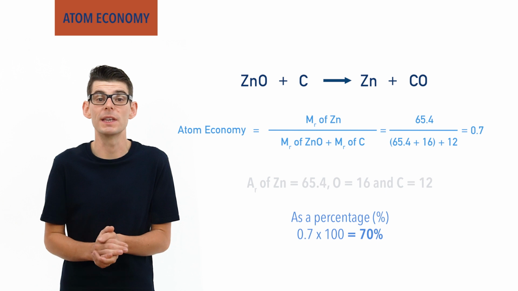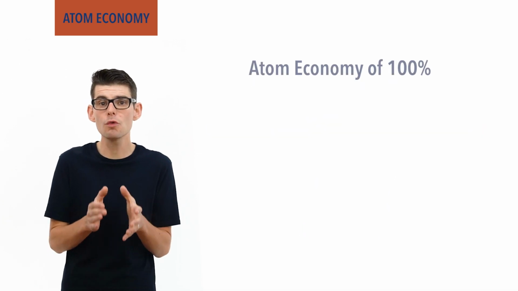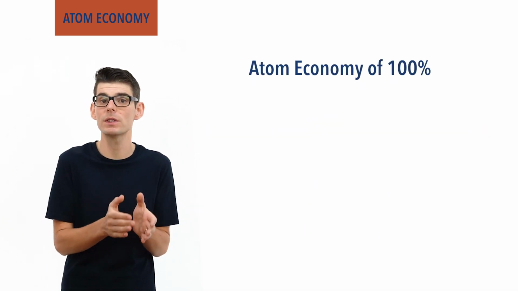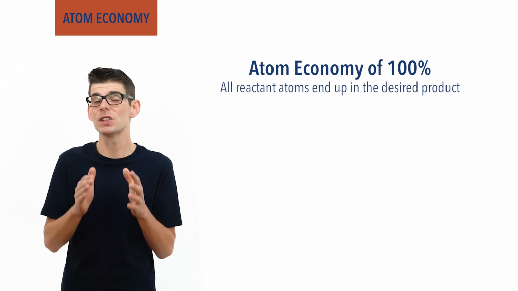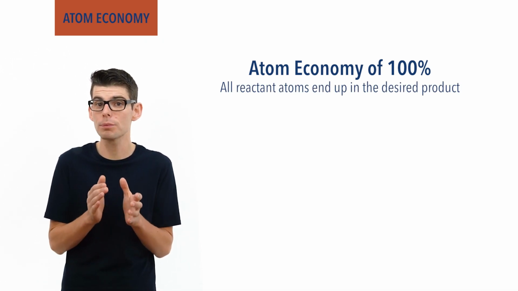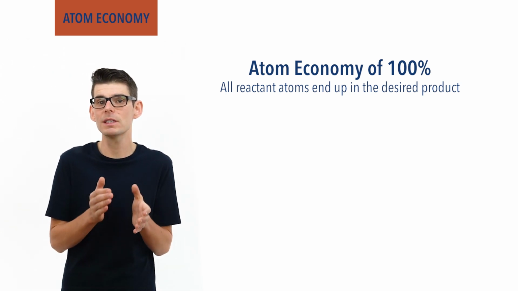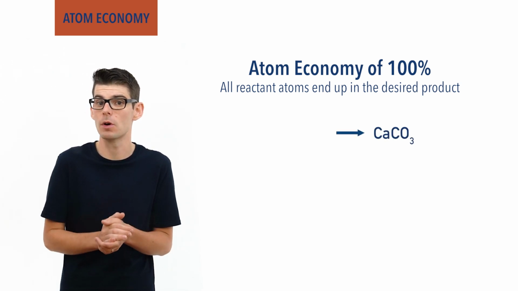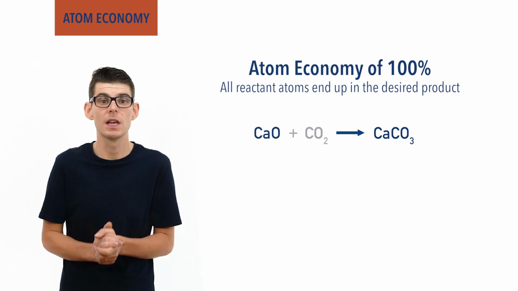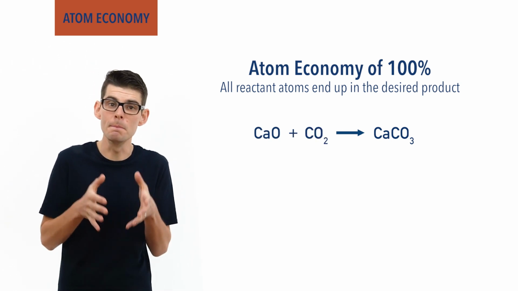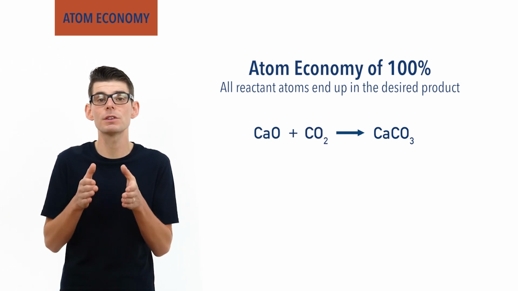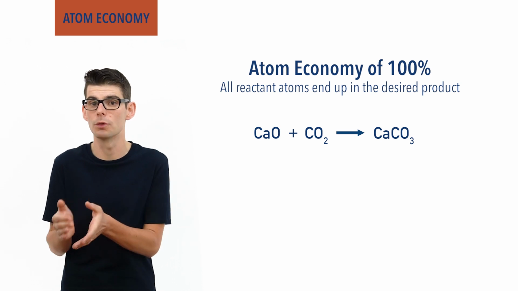An atom economy of 100% means all reactant atoms end up in the desired product. This can only happen where there is one product formed in the reaction. For example, when calcium carbonate is formed from calcium oxide and carbon dioxide, the percentage atom economy must be 100% as there is only one product formed in the reaction.